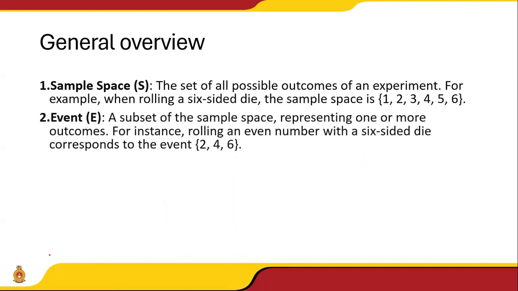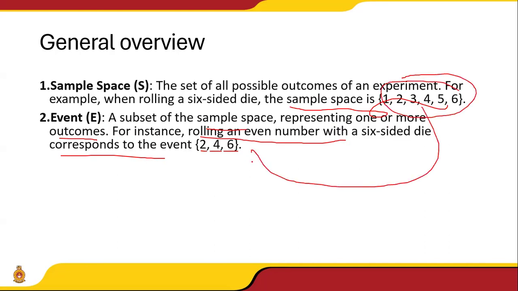An event is a subset of the sample space representing one or more outcomes. For instance, rolling an even number on a 6-sided die corresponds to the event 2, 4, 6. The sample space that we have is 1, 2, 3, 4, 5, 6. Among this sample space, we can have these occurrences in an event. If you ask a different question, for example, odd number, then you can write 1, 3, and 5. These are the events that could occur for this scenario.